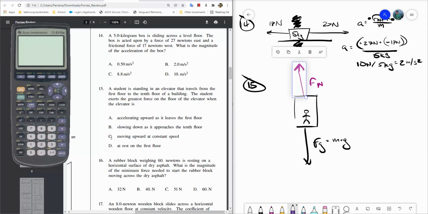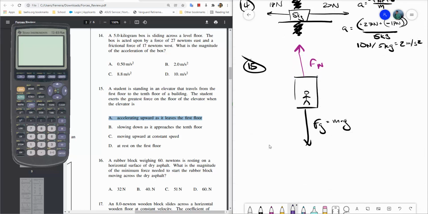C, moving upward at a constant speed. Nope, because that means there is no unbalanced force. That's just like normal standing. And D, at rest on the first floor. Basically the same force as C. D and C would essentially be the same exact setup. A is the correct answer. If you accelerate up, the floor pushes up against you more and you feel heavier. You feel a greater force. The answer is A.